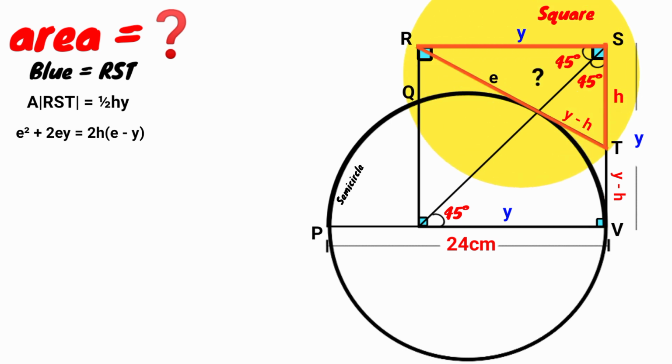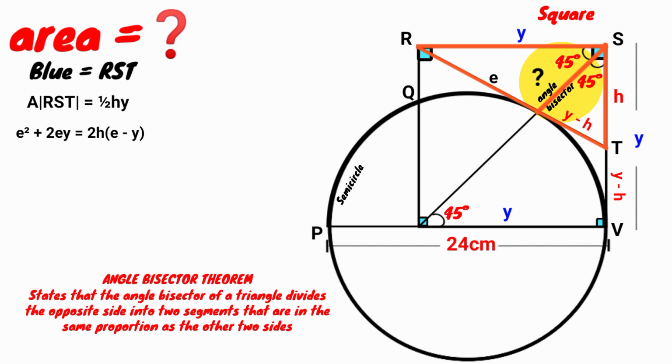Come back to this triangle. We see this line bisects this angle of it. Therefore, it is an angle bisector of the triangle. There is the angle bisector rule that states the angle bisector of a triangle divides the opposite side into two segments that are in the same proportion as the other two sides. That is, this segment and this are in the same proportion as this side is to this side. So E over Y minus H equal to Y over H.